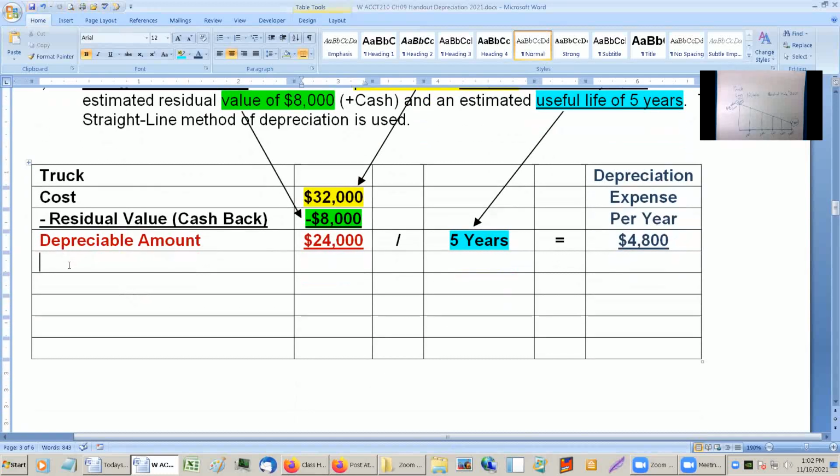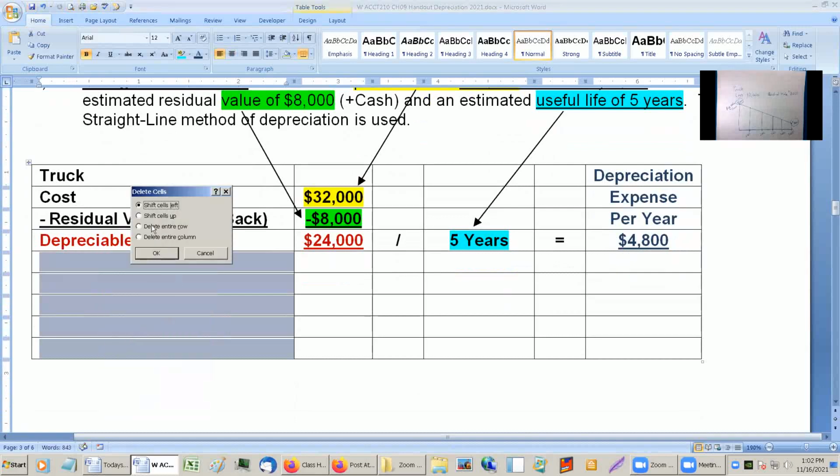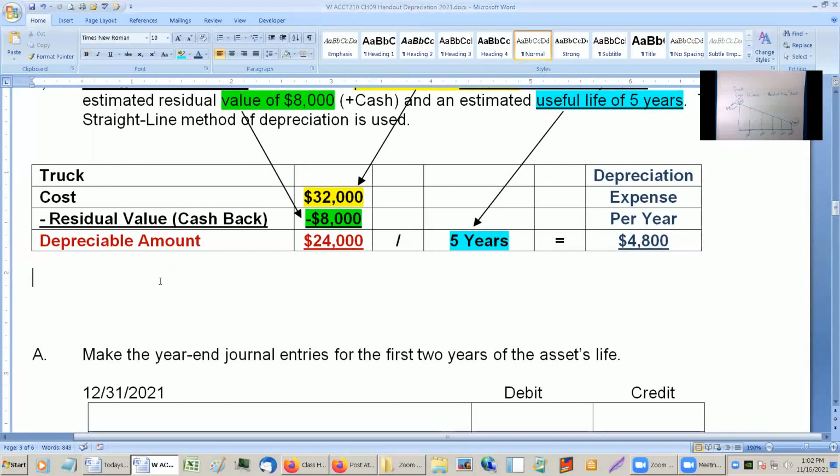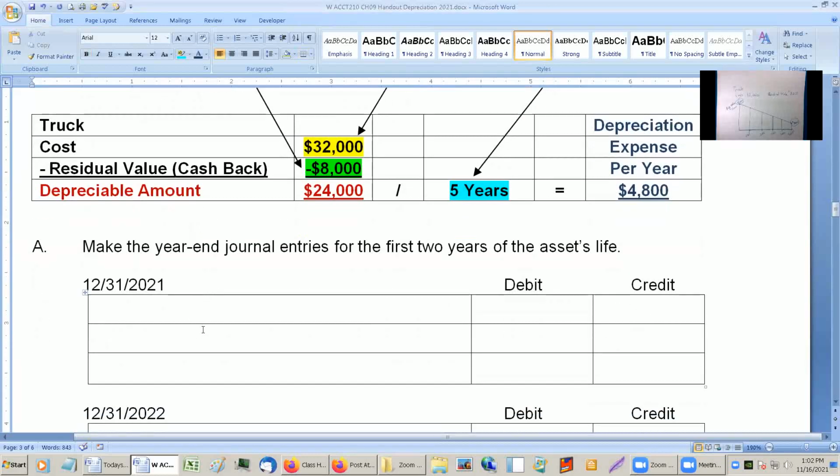Let me get rid of some of these rows here. Our journal entries. If you recall, for depreciation, they're numbered by the very morbid DEAD: depreciation expense.